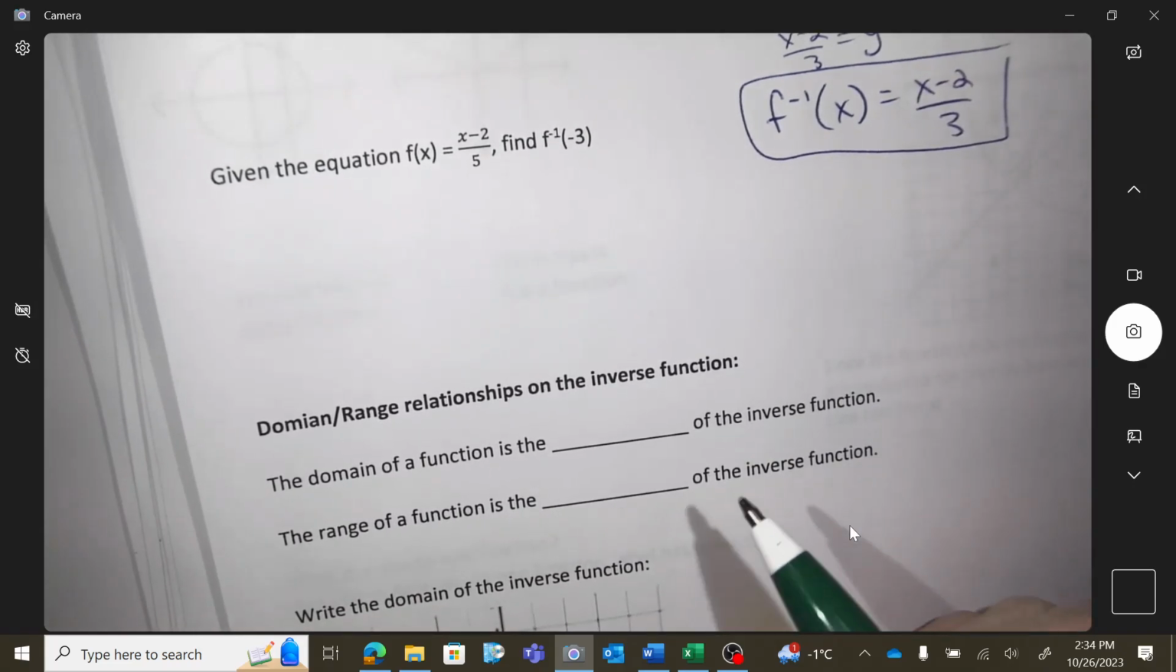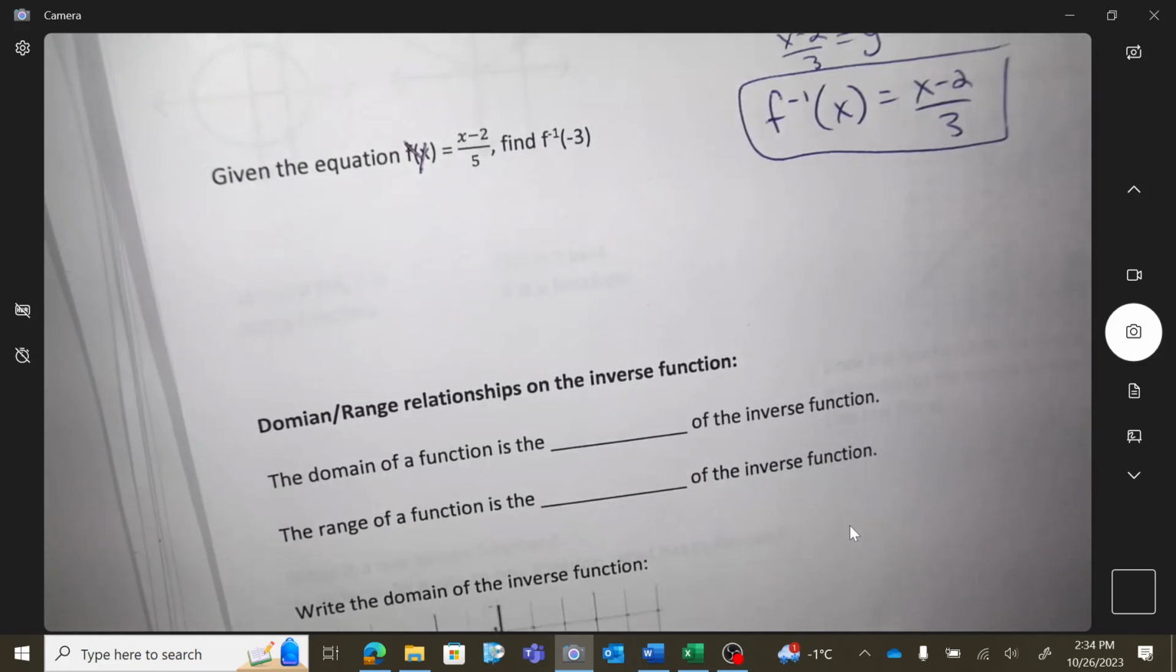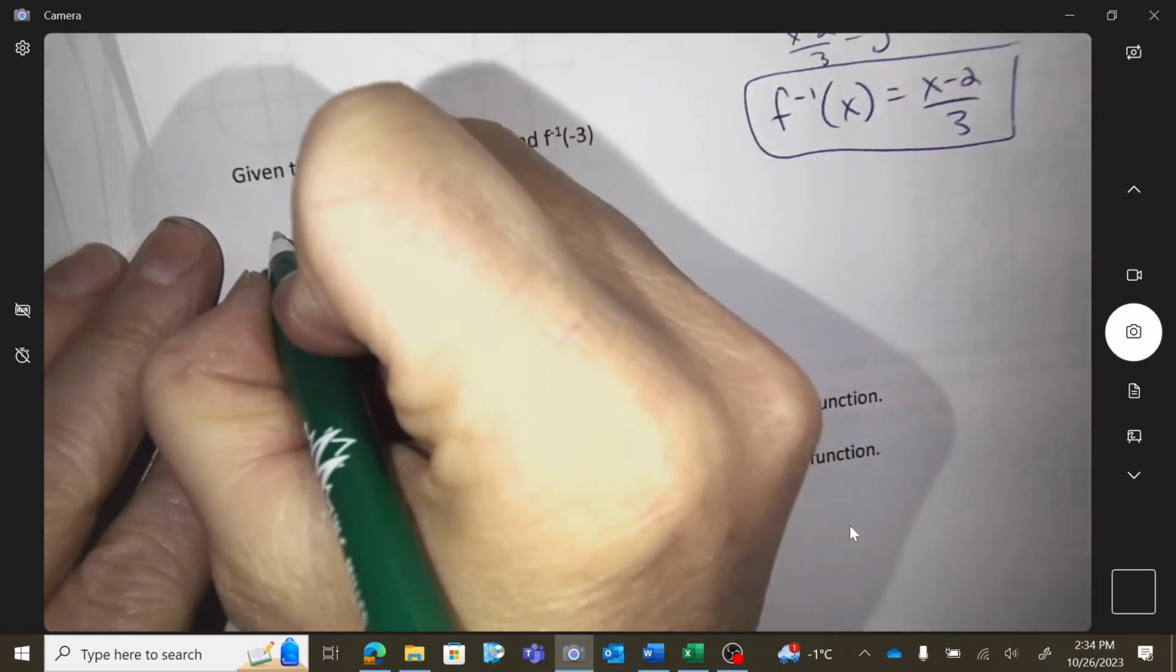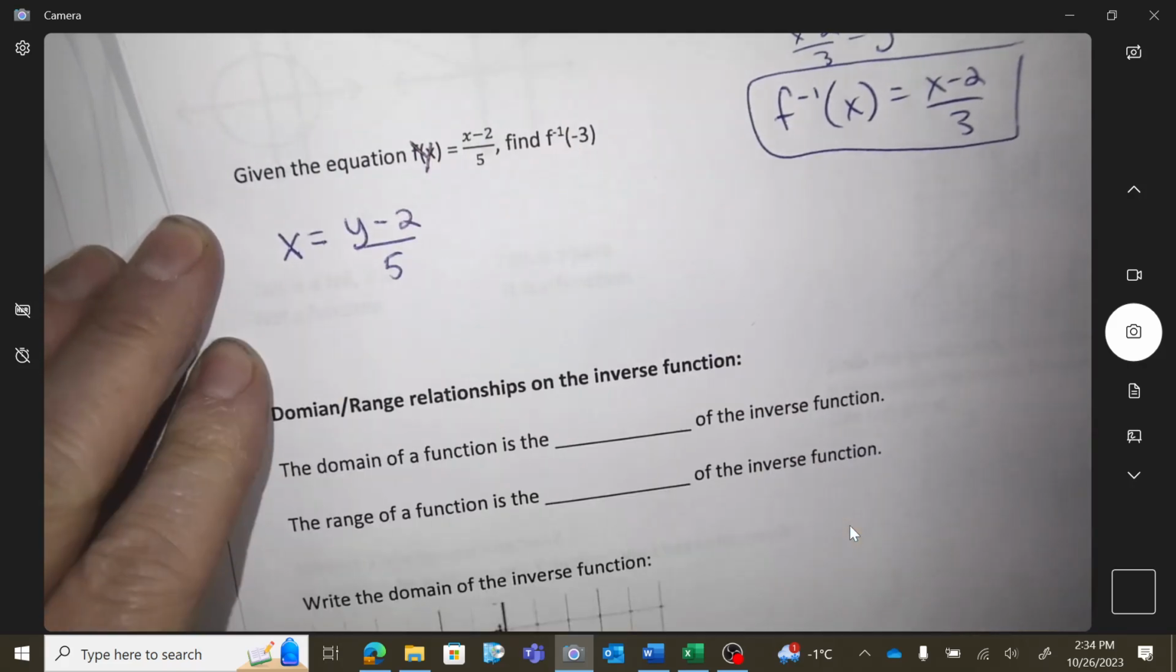Okay, so same idea here. Let's just, obviously f of x, that's the same thing as a y. So y equals this. So let's change the letters. Inverse says switch x and y. So x equals y minus 2 over 5.